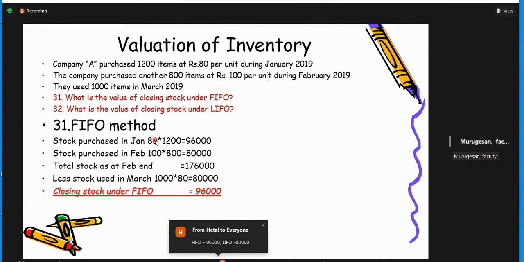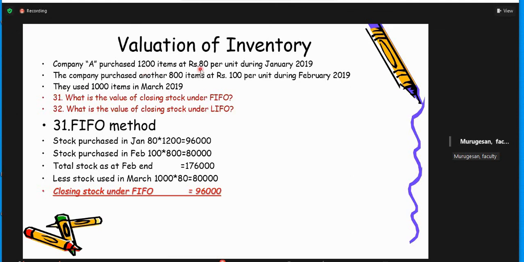For the stock in January, you have to calculate 80 into 1,200 items. 1,200 items were purchased at 80, so the January stock value is 96,000. Now the February stock is 800 items into 100, which is 80,000. So the total stock as at February will be 96 plus 80, 176. This is how you have to work it out.